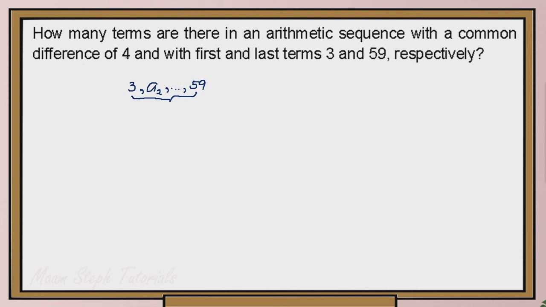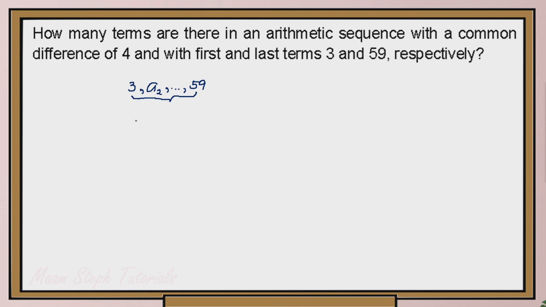So, kung gagamitin natin yung 4, we will just add 4 to 3. So 3 plus 4, alam natin na yung kasunod ng 3 ay 7. And so on until makuha natin yung 59. Pero medyo marami-rami. Baka marami yung napapaloob. So it would take us more time. So yung gagamitin natin ay yung formula.